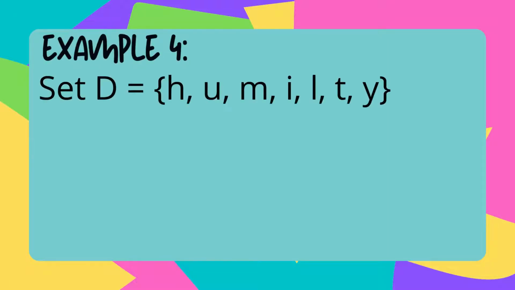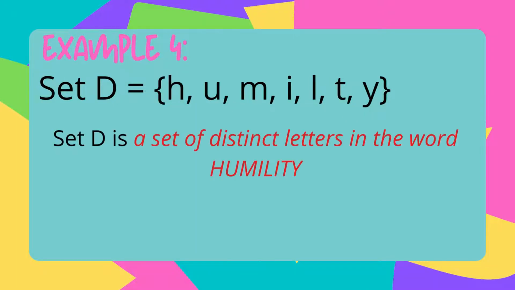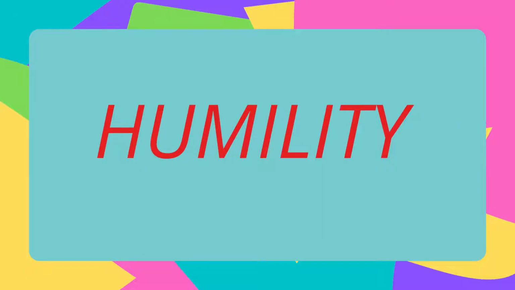Next, example number 4. Set D equals {H, U, M, I, L, T, Y}. Yes, class, you see it right. The given elements of set D are letters. Can you form a word out of this set of letters? Yes, set D is a set of distinct letters in the word humility.